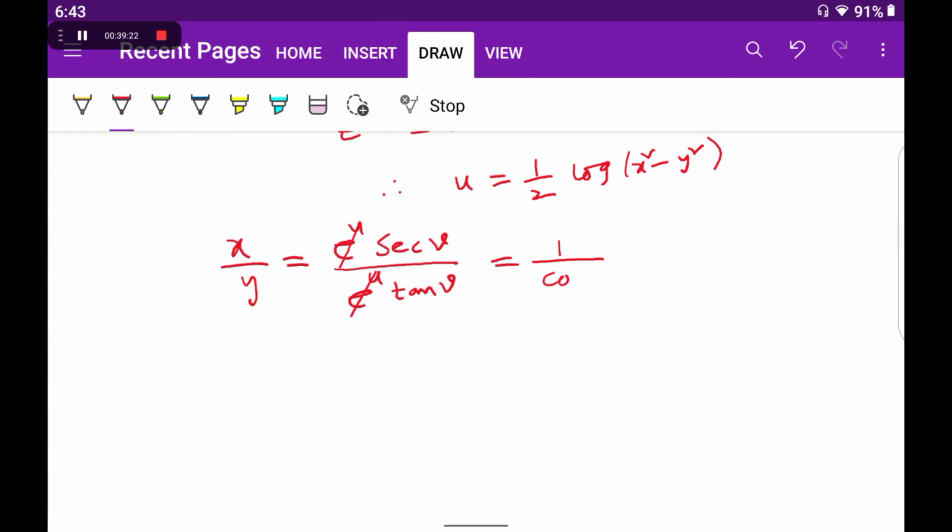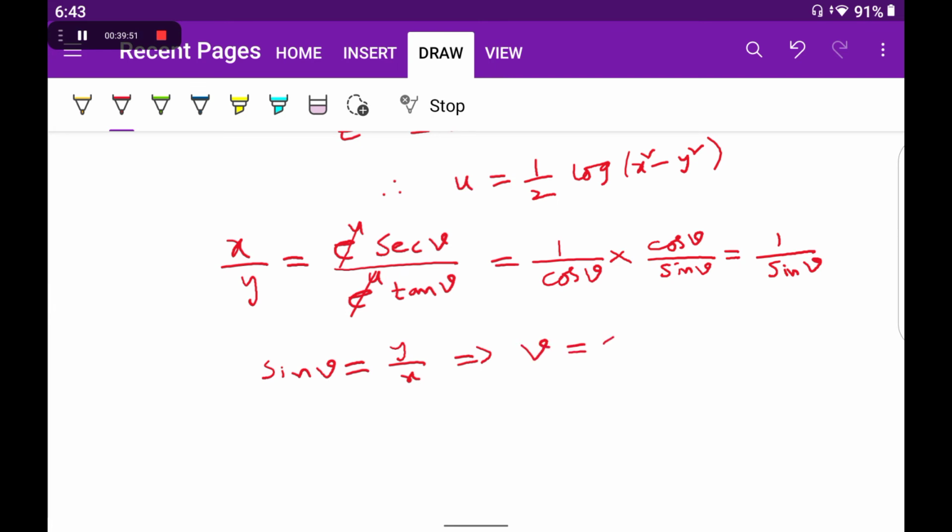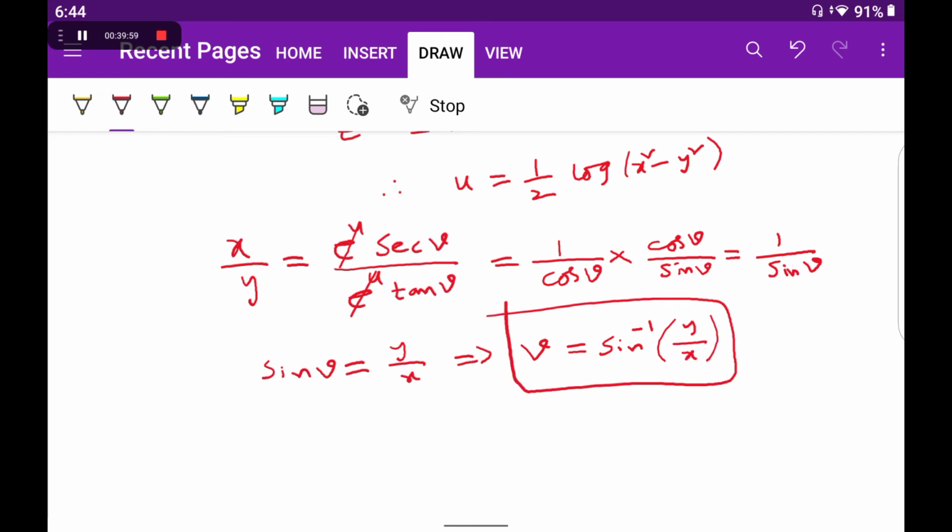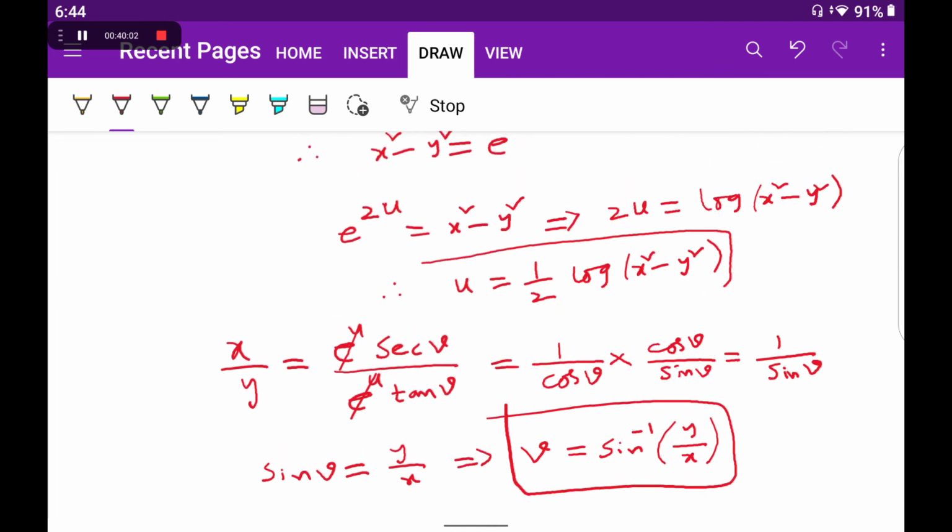Secant v is 1 by cos v. 1 by tan v is cot v, which is cos v by sin v, which is 1 by sin v. So 1 by sin v is x by y, so sin v is y by x. So v is sin inverse y by x. This is v. This is u.